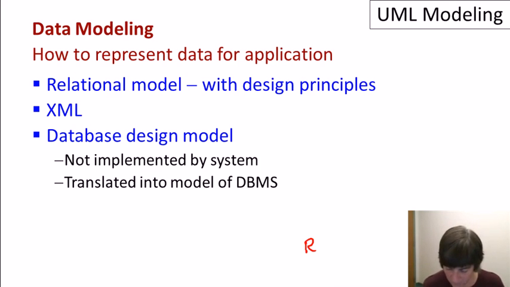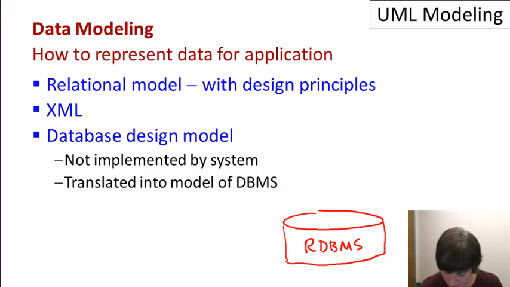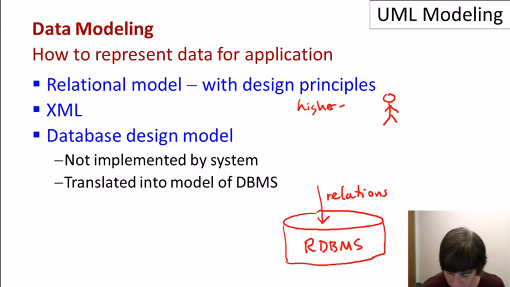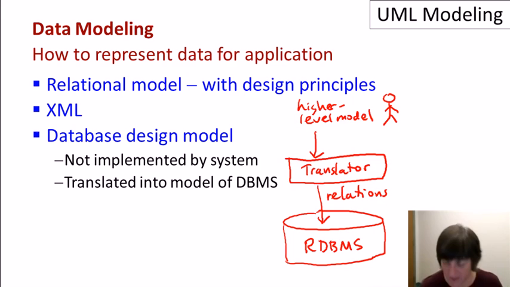Let's suppose that we have a relational database management system, which is often abbreviated RDBMS, and I'll draw that as a disk just out of tradition. If we create a database in a relational system, the database is going to consist of relations. But instead of designing relations directly, the database designer, we'll draw that up here, will use instead a higher level design model. That model will then go through a translator, and this can often be an automatic process that will translate the higher level model into the relations that are implemented by the database system.